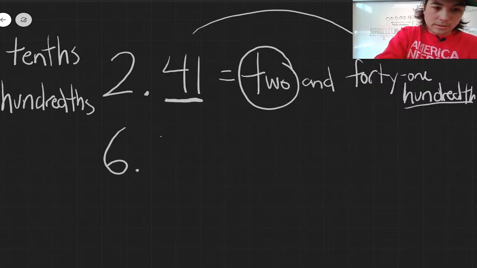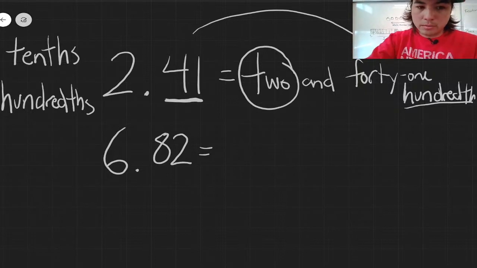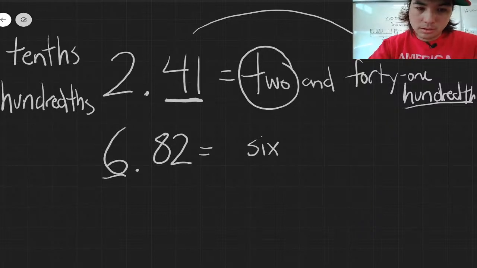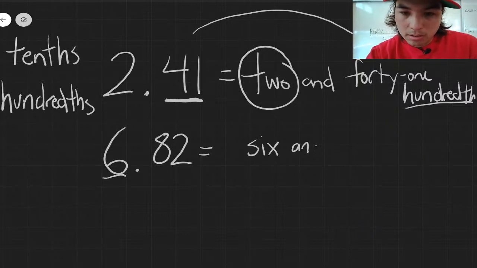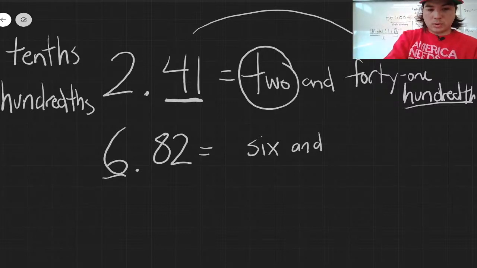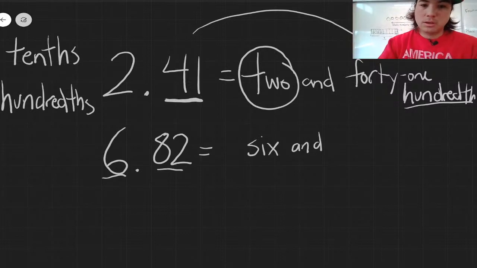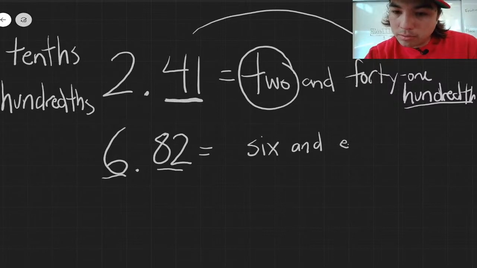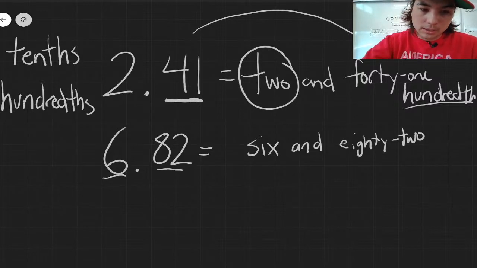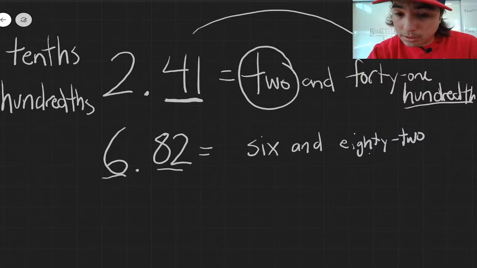So if we had something like this, start with our whole number. What's our whole number? 6. And then what number do we see to the right of the decimal point? 82. And since we have a tenths place and a hundredths place, we're going to call it all 82 hundredths.